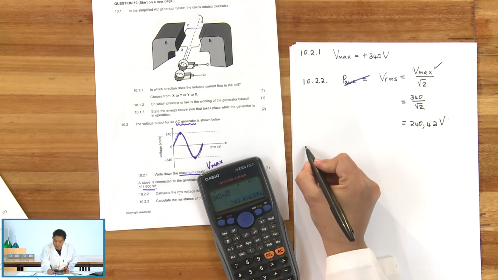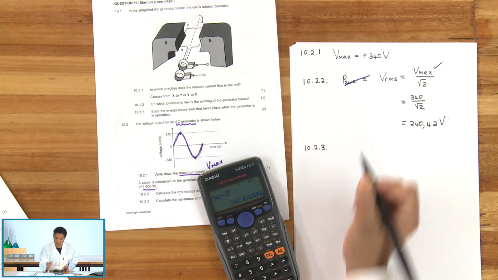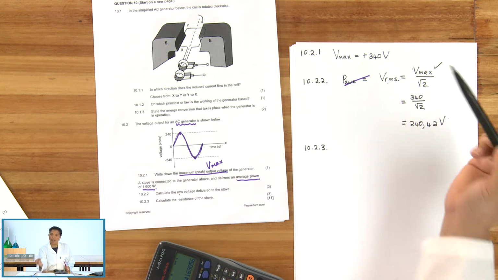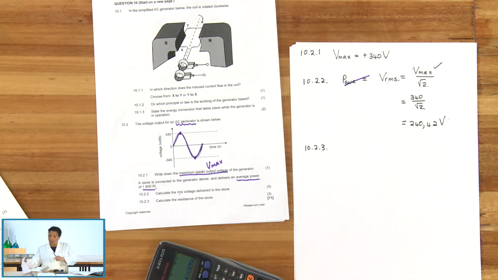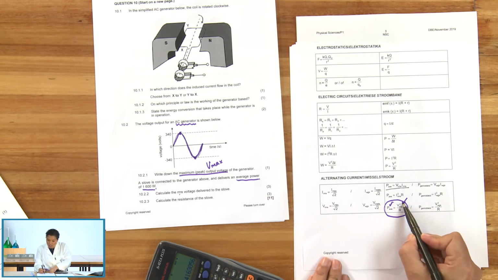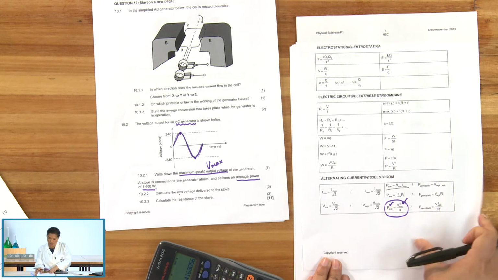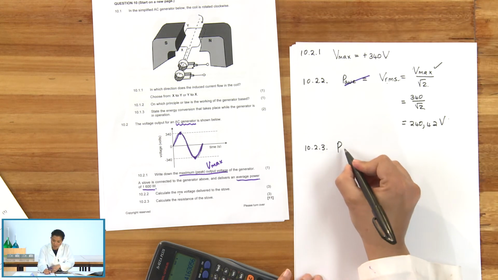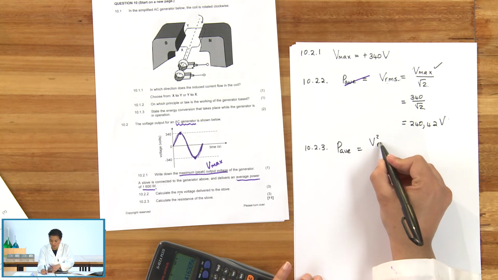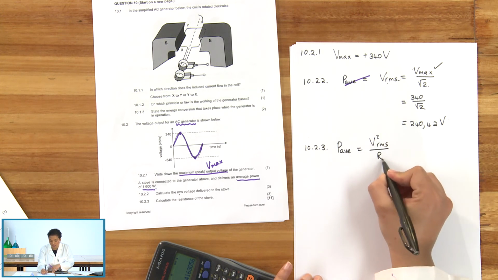We can now move to 10.2.3. Now they're talking about resistance. So if I've got VRMS and I'm looking for resistance, on our data sheet there's an equation that links the two. VRMS squared divided by resistance equals the power. So let's use that formula. Average power equals V squared RMS over resistance.